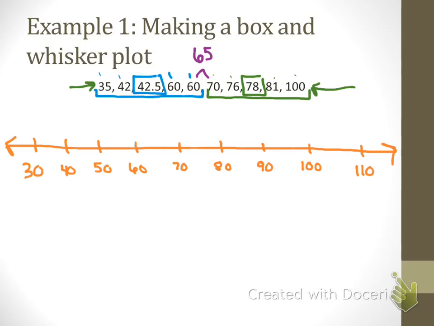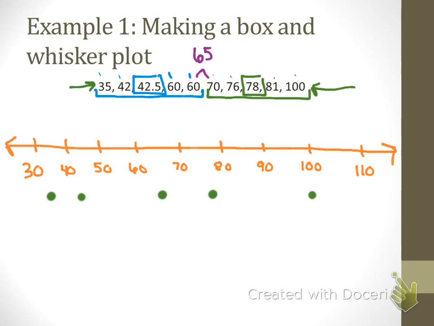Okay, now we're ready to plot our points. First of all, we want to plot the median, which was 65. We're going to plot a dot beneath the number line. It's not going to be on the number line, it will be beneath it, right at 65. Now let's plot our lower quartile at 42.5, just above the 40. Plot our upper quartile at 78, just below the 80. And then let's plot our extremes at 35 and up here at 100.